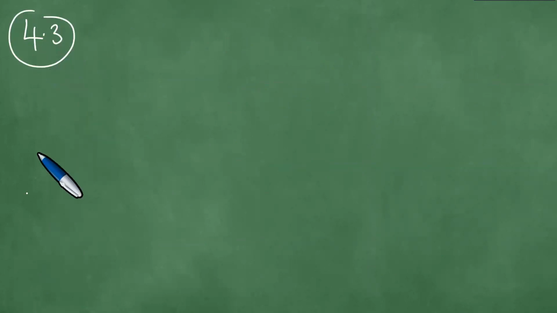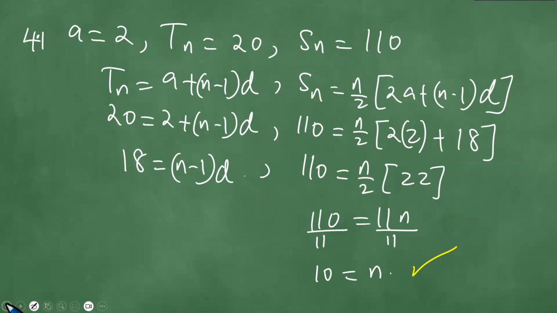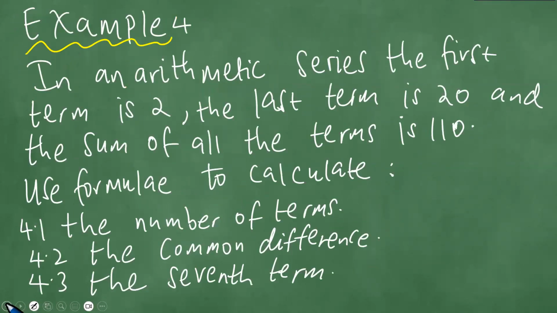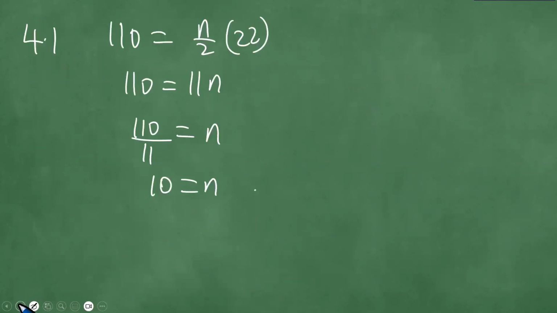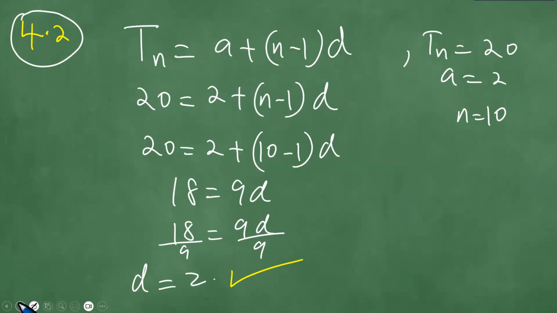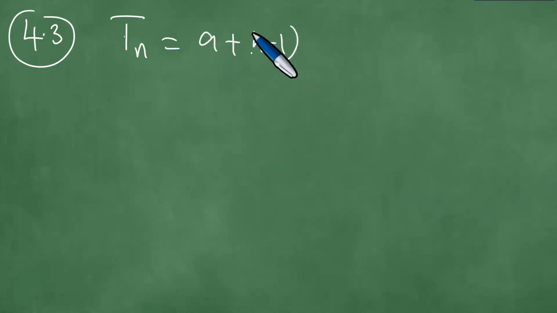Now 4.3. What is 4.3? The seventh term. What is the seventh term? Meaning we need to find term number 7. What is term number 7? Which is what? Tn. So we use Tn. So we first write the formula. We're looking for the seventh term.